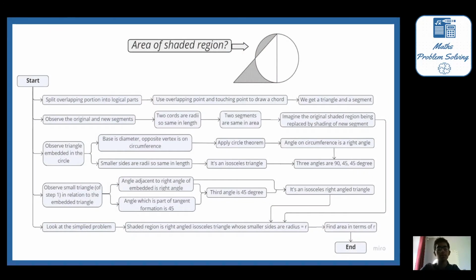Today we'll be looking at a geometry question from one of the SMCs. So this is just a flowchart which briefly outlines what we're going to be doing to work through this question. The first stages are splitting it up into logical parts, and then we'll work out the area of the triangle and the segment. I don't want to spend too much time on this. We'll go through this in more detail when we actually solve the question. Let's get into solving it.